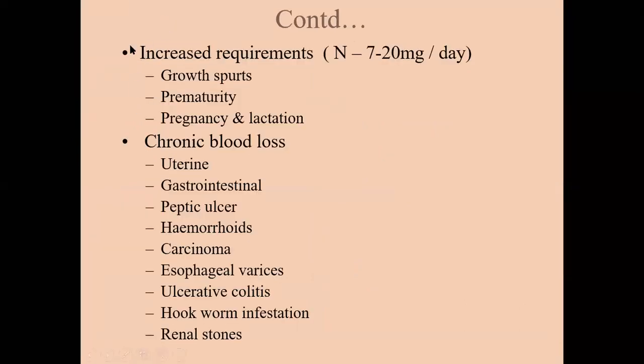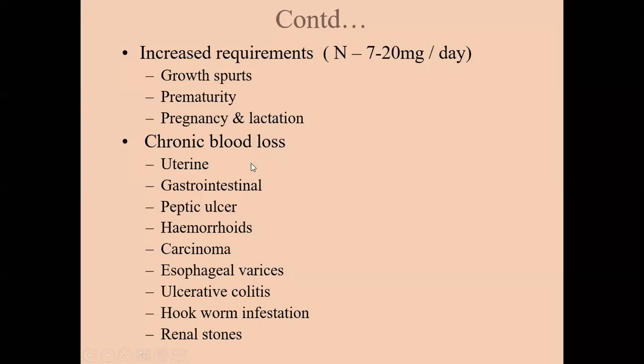Next, third is increased requirement. Because we said 1 to 2 milligram is absorbed daily and 1 to 2 milligram is lost daily. But some conditions require more, like 7 to 20 milligram per day. When growth spurts, whenever the child is growing, sudden growth, like teenage, all that. Premature children require more. Then pregnancy and lactation, they require more.